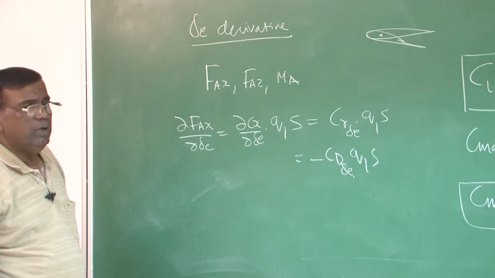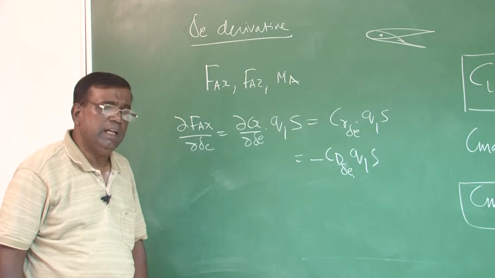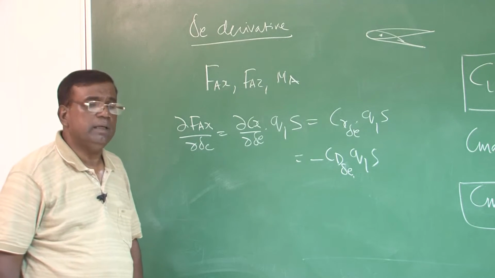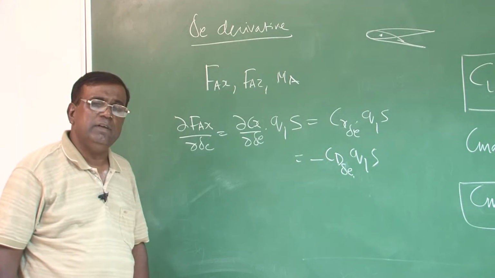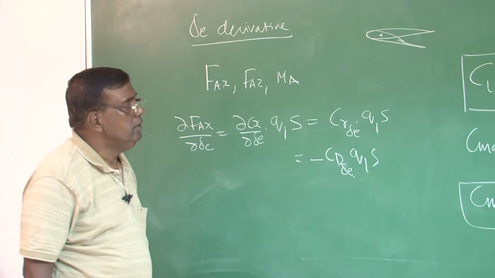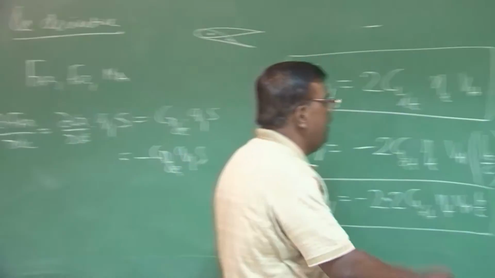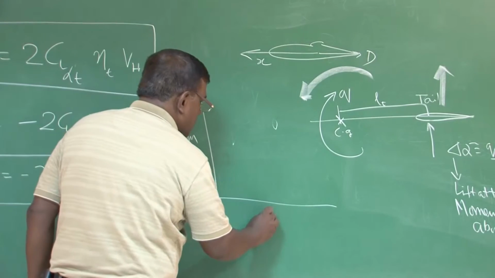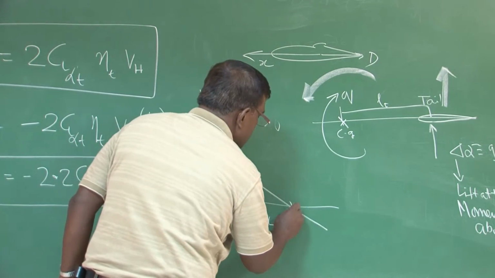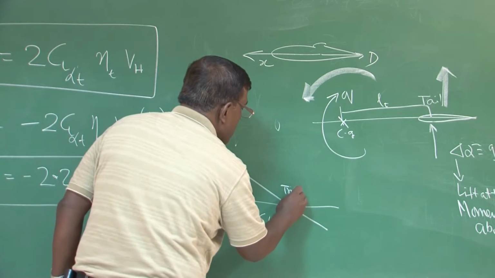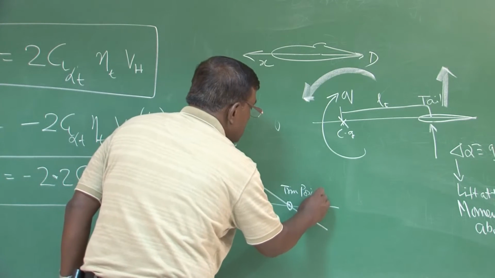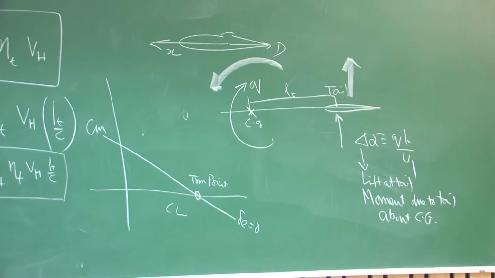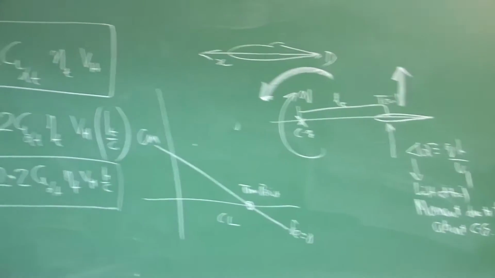And that is why when you try to trim an aircraft at the most optimal altitude where mostly you will be flying, you ensure that the elevator deflection is almost 0. That is, you design your aircraft in such a way that your CM versus CL graph looks like this, and this is your trim point for delta E equal to 0, so that this contribution to drag is 0.